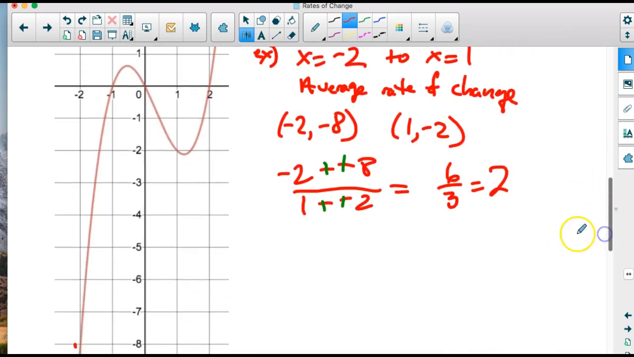So if we went from this point here on the graph to this point here on the graph, our average rate of change would be 2 over 1. So we go 2 over 1, 2 over 1, 2 over 1. That's how we get there. So that's what it looks like. It is the slope.